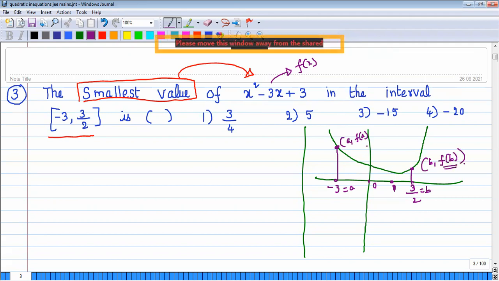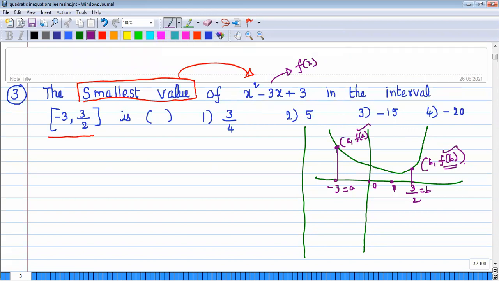That means we need to find out f of A and f of B. The minimum of f of A and f of B is the smallest value of x square minus 3x plus 3. How do we get f of A? If we say this is f of x, find f of minus 3 and f of 3 by 2. Among these two values, whichever is the least value is the smallest value of the given function in the interval minus 3 to 3 by 2. So that we need to discuss now.